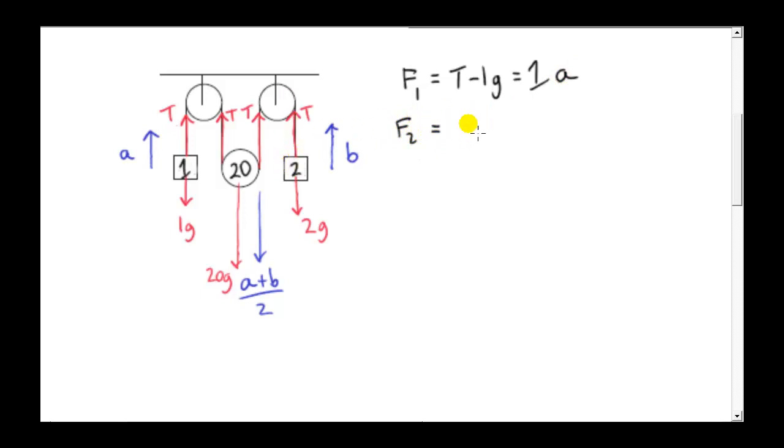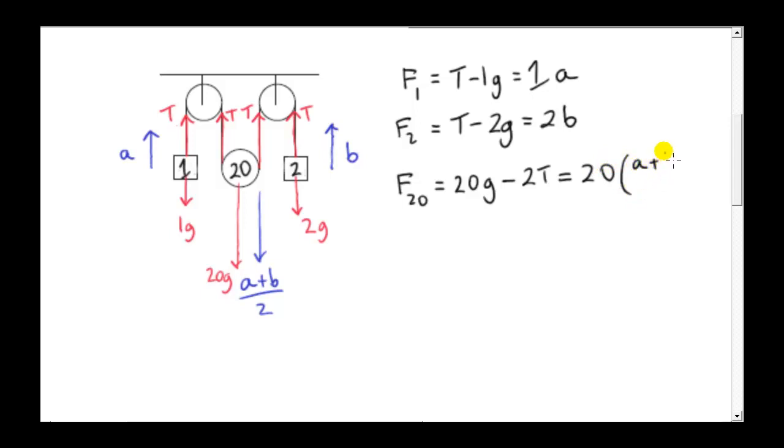Upwards is positive for that. It's going to accelerate upwards, so it's T minus 2g equals its mass, which is 2, times its acceleration, which is B. Now for the 20 kilogram mass, that's accelerating downwards, so we take downwards as positive. So it's 20g downwards minus the upwards forces on it, which are 2T, and it's equal to its mass, which is 20, times its acceleration, which is the mean of the accelerations of the outer masses.